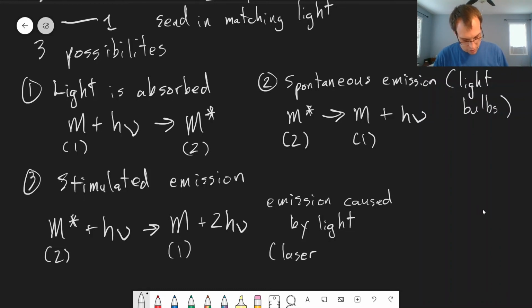So lasers operate on this principle that they cause stimulated emission, and we get amplification of the light, or the light becomes stronger because of that. So in the next video, we'll look at the rates at which these happen, which matter for being able to create a laser.